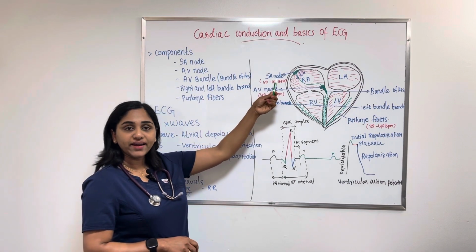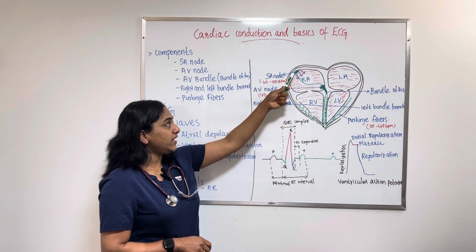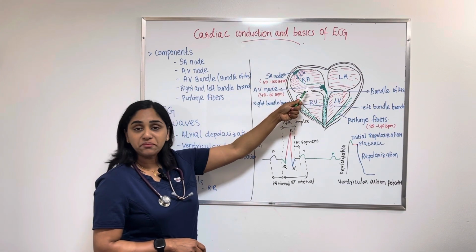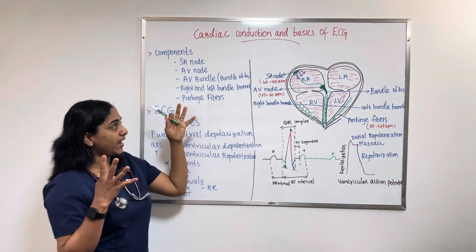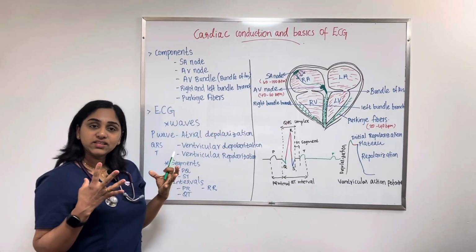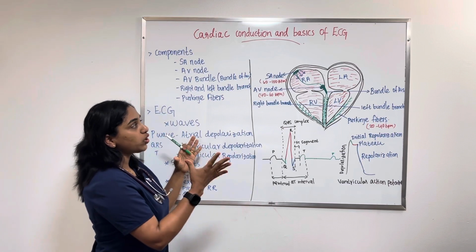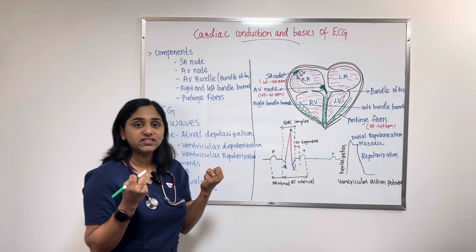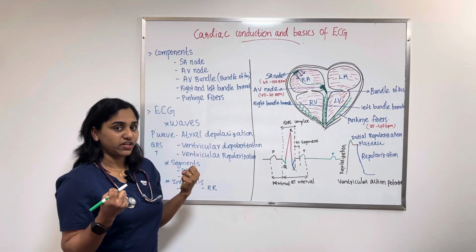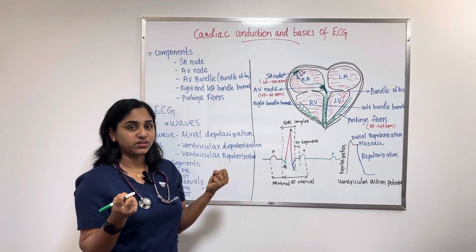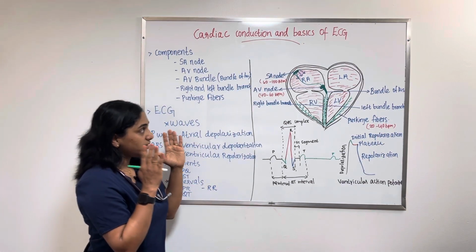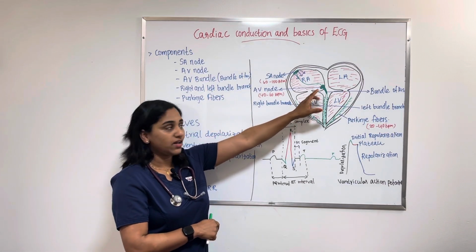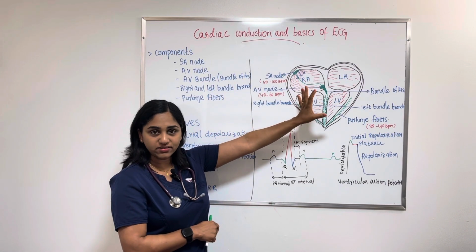When the SA node fires the electrical impulse, it goes to the AV node, and the electrical impulse fired from the SA node gives a charge to both atria. That means both atria get electrical depolarization. That means it gets some charge. Okay.